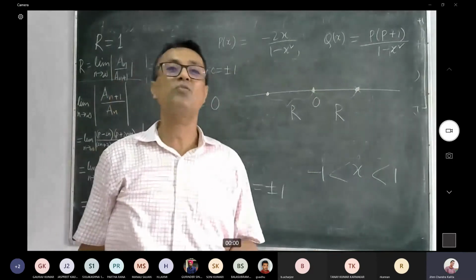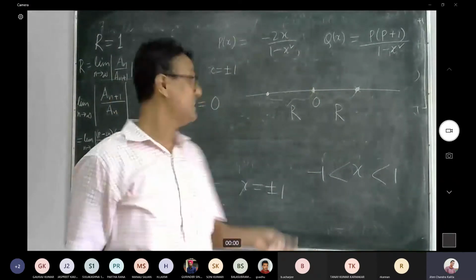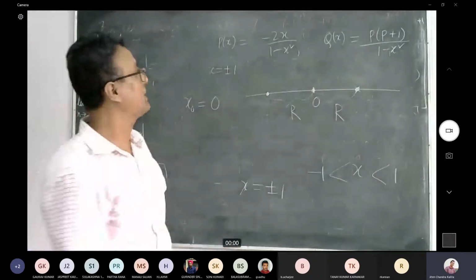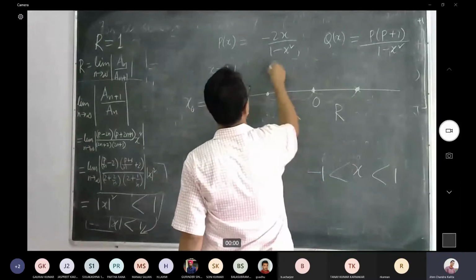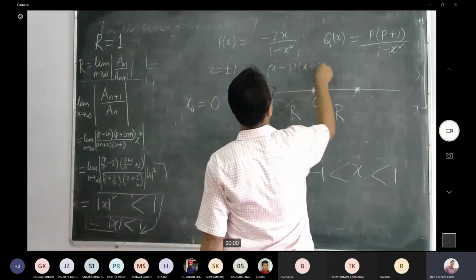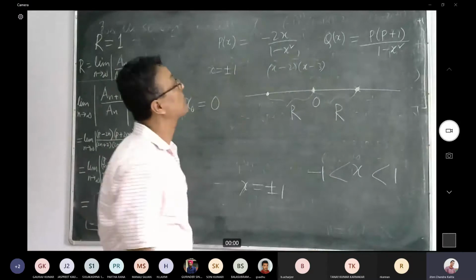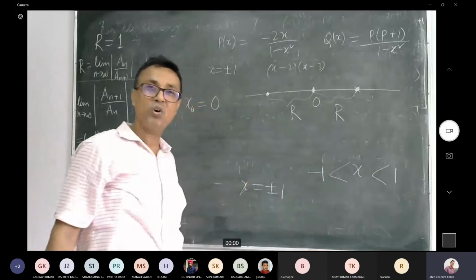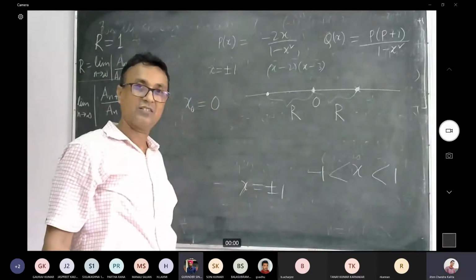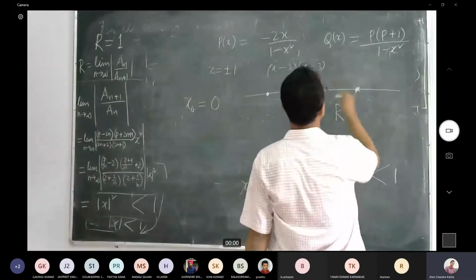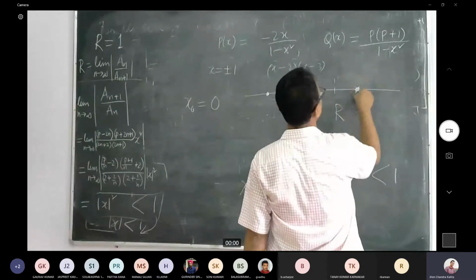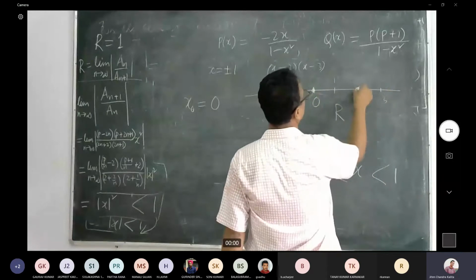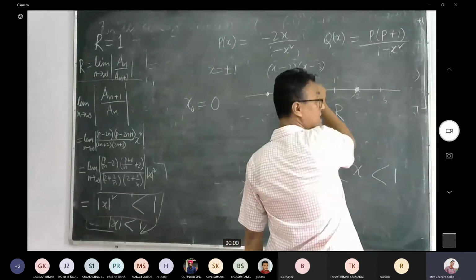You may find more than one singular point. Here they were equidistant. Suppose there is a function with two factors like x minus 2, x minus 3, something like that. Then your radius of convergence is going to be 2 in those cases, because 2 is going to be nearest to the center. Are you getting my point?